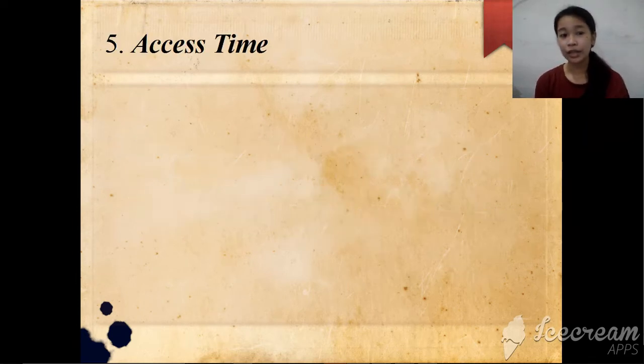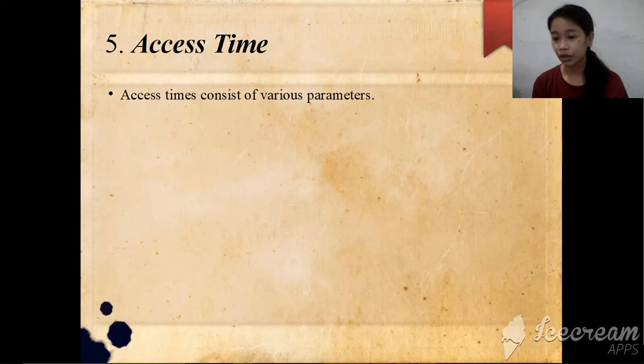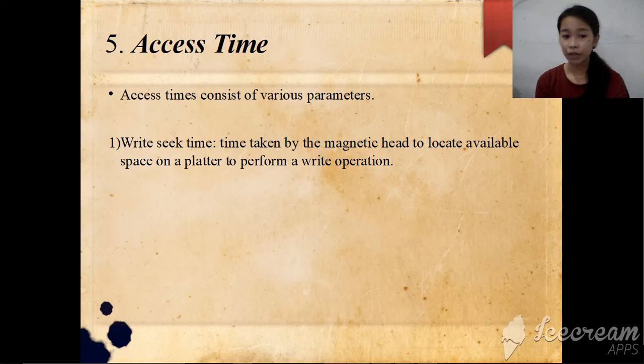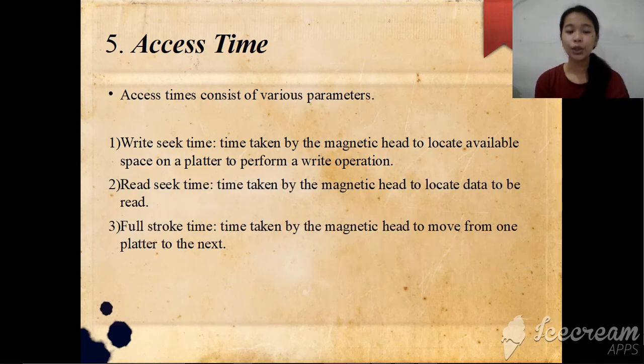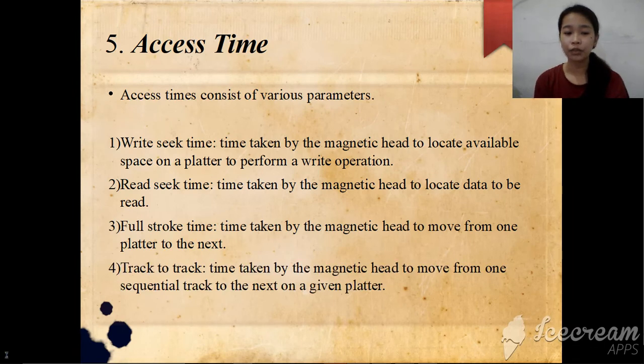The next one is the access time. Data may be stored in any area on a given platter. For any read or write request, the magnetic head has to reposition itself to the appropriate platter and its location for the given task. Access times consist of various parameters. The first one is the write-seek time. The second one is read-seek time. The third one is full stroke time, and the fourth one is track-to-track time.